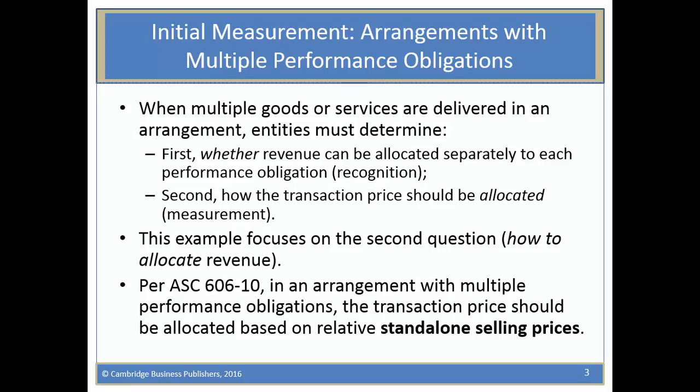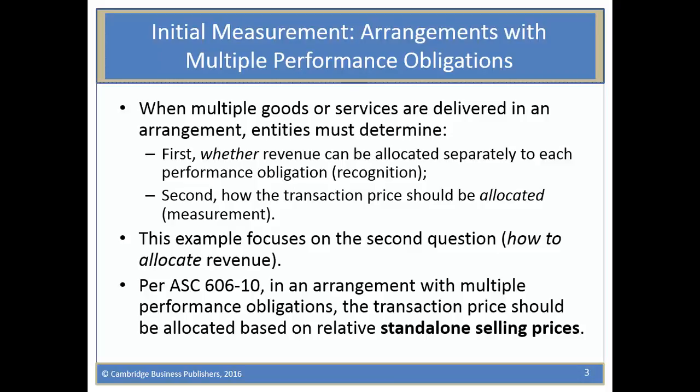So let's look at initial measurement, arrangements with multiple performance obligations. When multiple goods or services are delivered in an arrangement, entities must determine, first, whether revenue can be allocated separately to each performance obligation, the recognition. Second, how the transaction price should be allocated, measurement. This example focuses on the second question, how to allocate revenue.